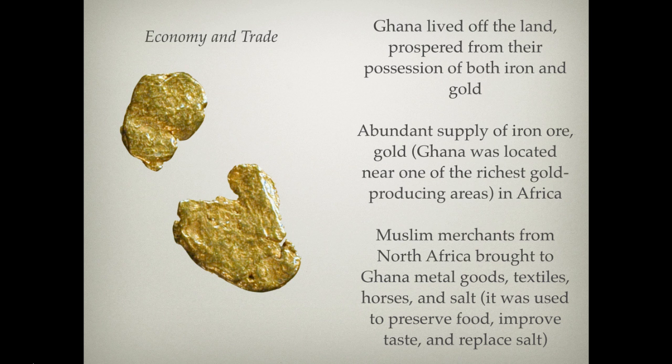advantage of this. Now, it's inevitably Muslim merchants from North Africa that brought to Ghana a bunch of metal goods that they themselves weren't able to produce or hadn't produced. Textiles are as important. Horses are going to be incredibly important for transportation, not just the camel. And salt. Salt is so important for their survival.